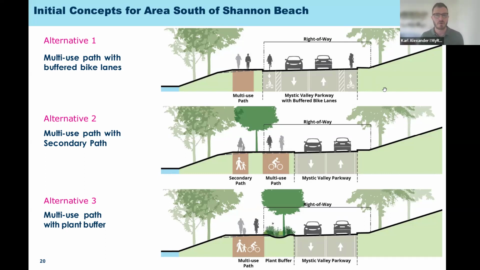Alternative number 2 narrowed the roadway, providing space for a multi-use path with a secondary path. And the third alternative also reduced the roadway, but instead introduced a significant plant buffer while retaining a multi-use path.